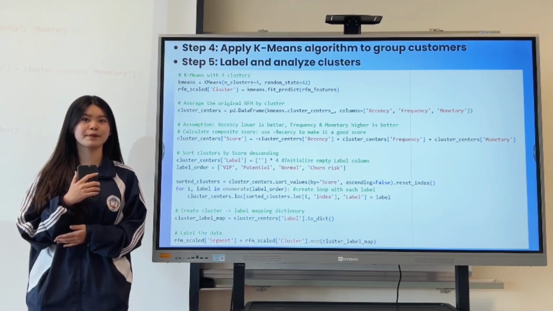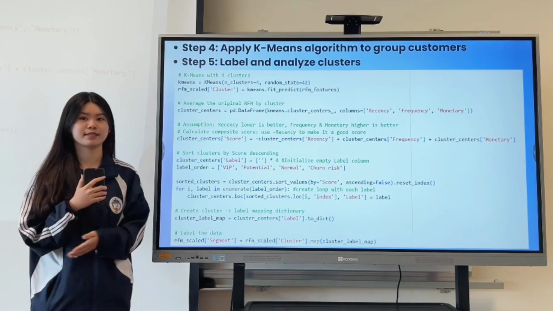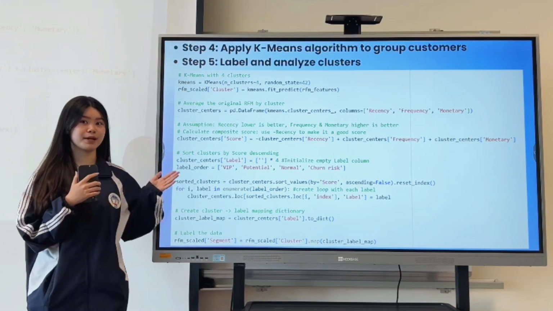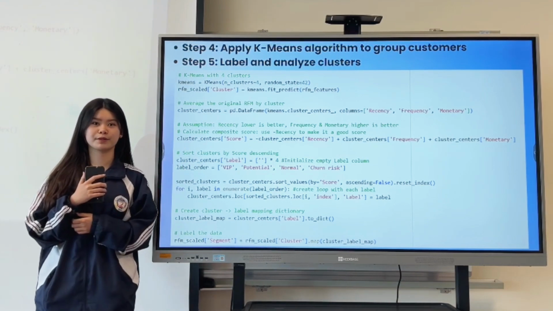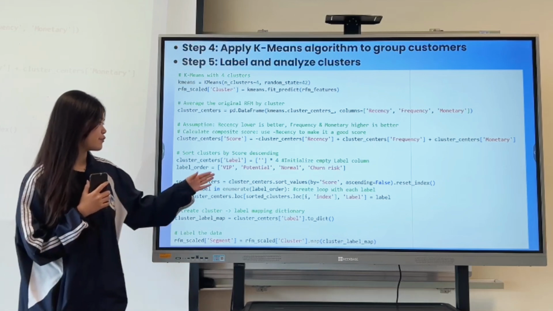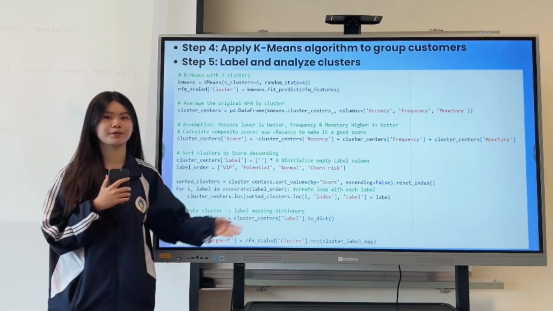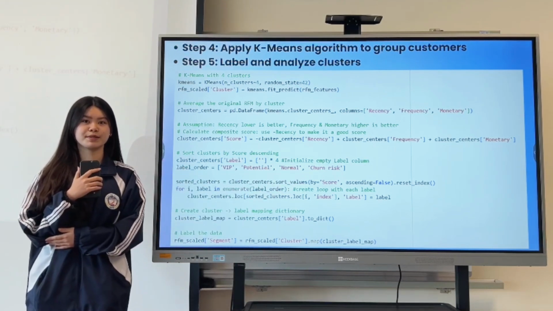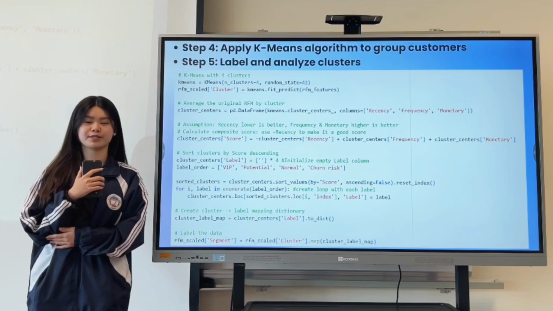And the last step is to label and analyze the clusters. As you can see in the image, we have labeled the 4 customer groups respectively as VIP, potential, normal, and churn risk. Next will be an assessment of the characteristics of the 4 customer groups.